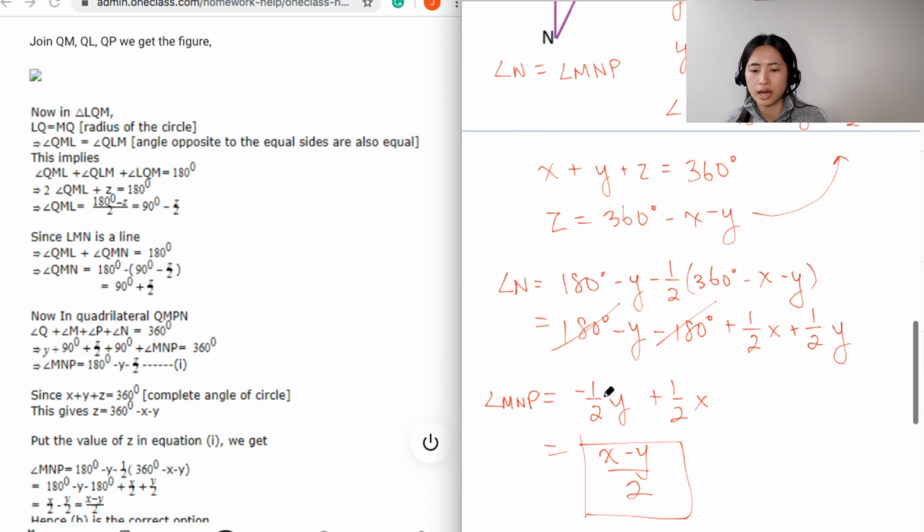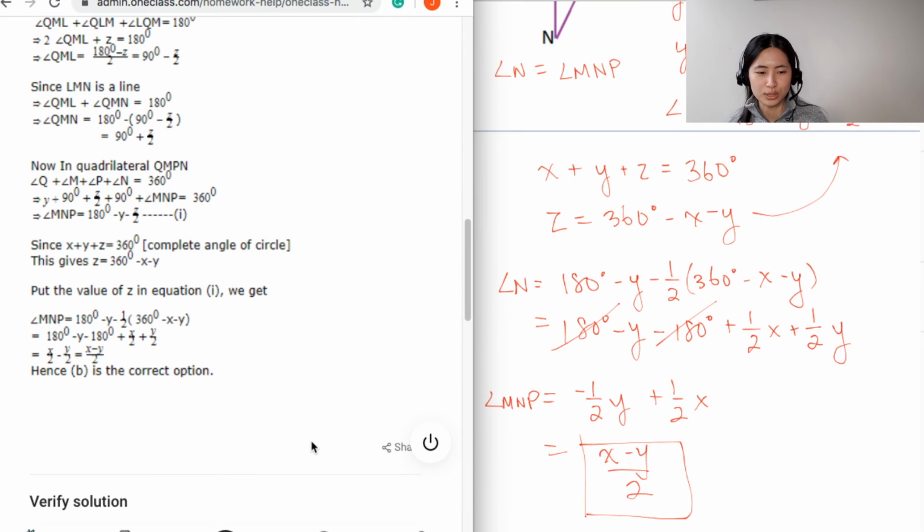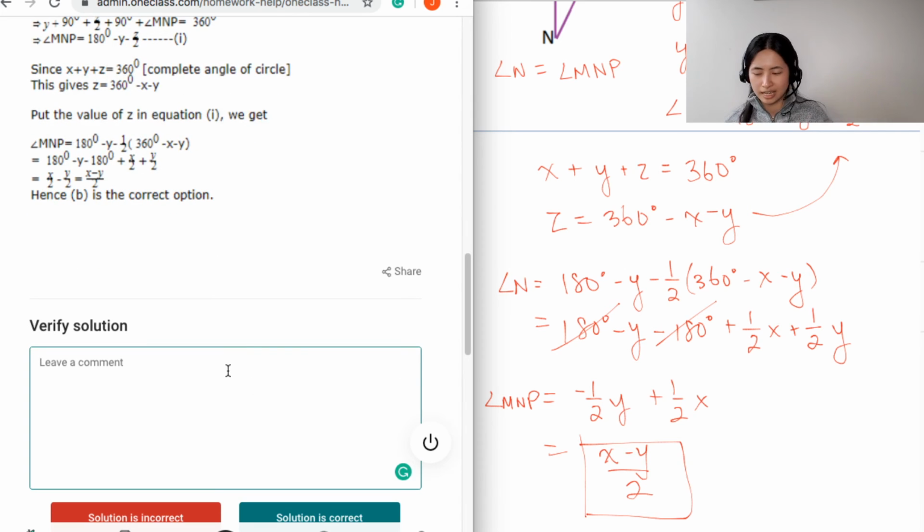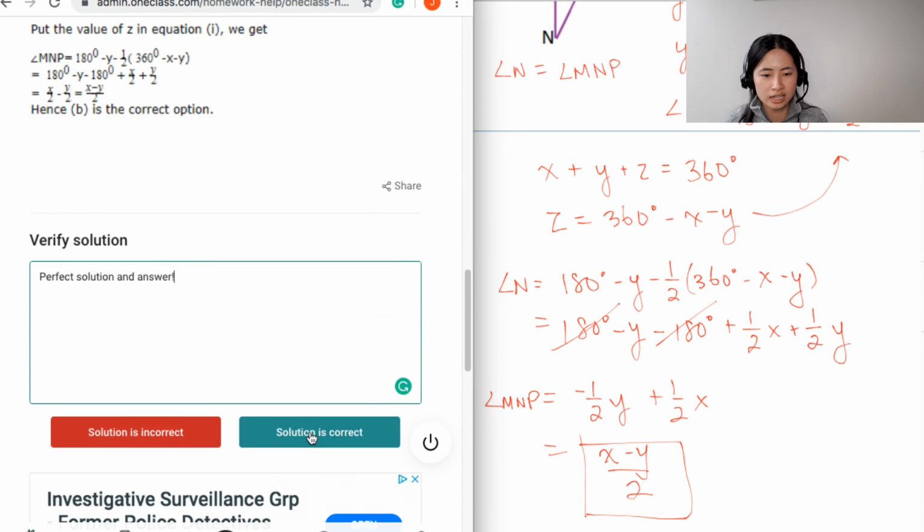So we're saying now that angle M and P is X minus Y over 2. And I have nothing to say. This is exactly what they did. So it's a perfect solution and answer. Amazing. Okay, so this is done.